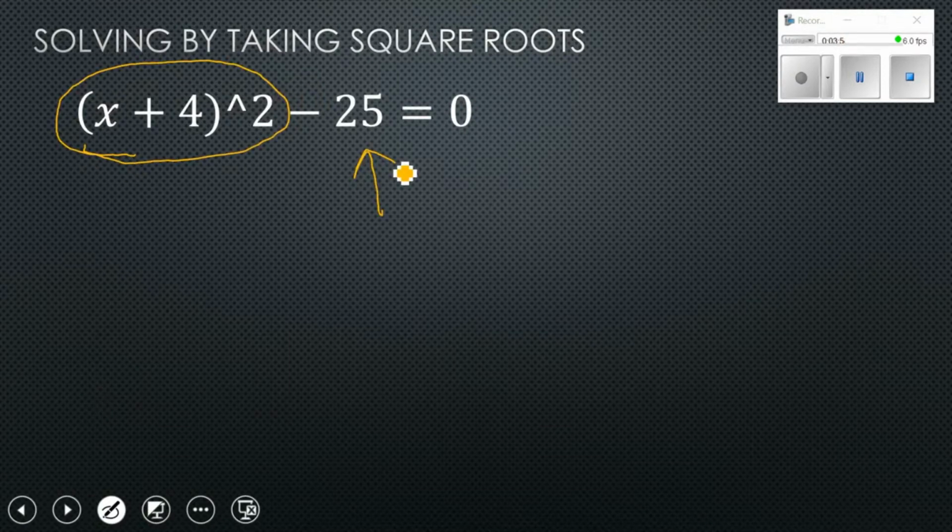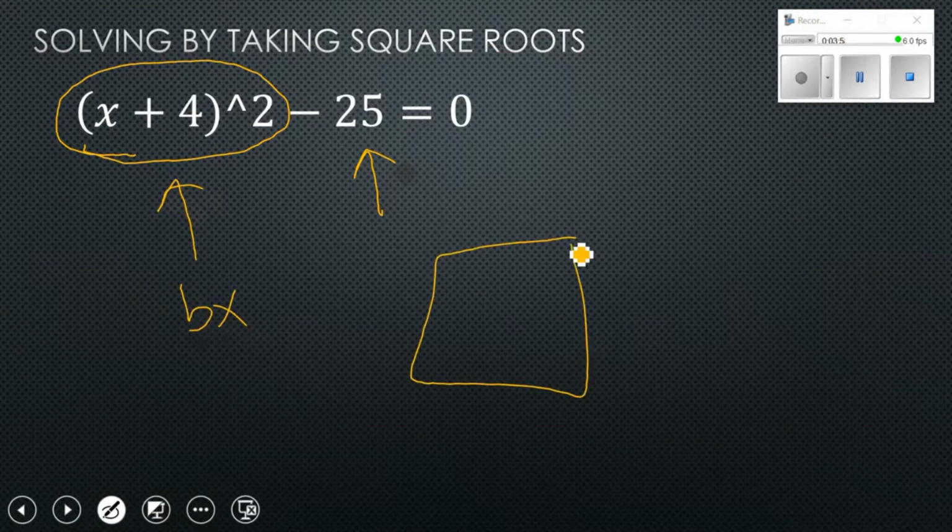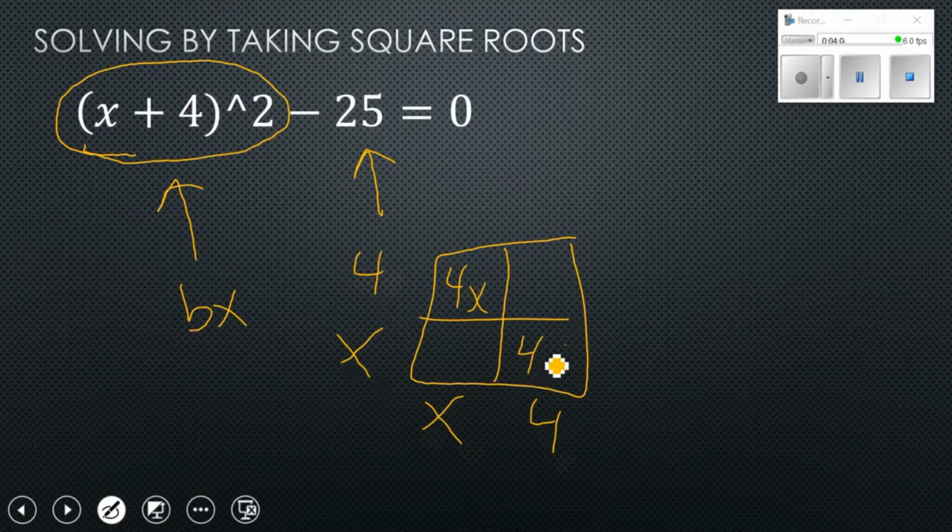Because certainly we will get a bx term out of this when we go to multiply this. We think about this like this, x plus 4 and x plus 4. Of course, we're going to get a 4x and a 4x, which is going to give us an 8x as a middle term, but it is already formed in a way that we can take square roots.